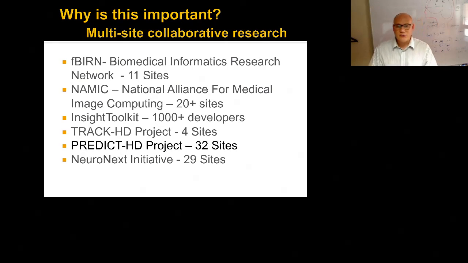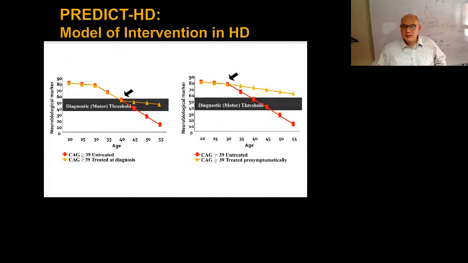The TrackHD is a 4-site consortium in Europe. PredictHD has 32 sites, and PredictHD is what I'm going to primarily talk about. And then the NeuroNext initiative. This is an initiative to do clinical trials, where 29 sites have banded together to run many clinical trials in an efficient manner. So I'm going to talk more about the PredictHD project right now, and just a little bit of background.